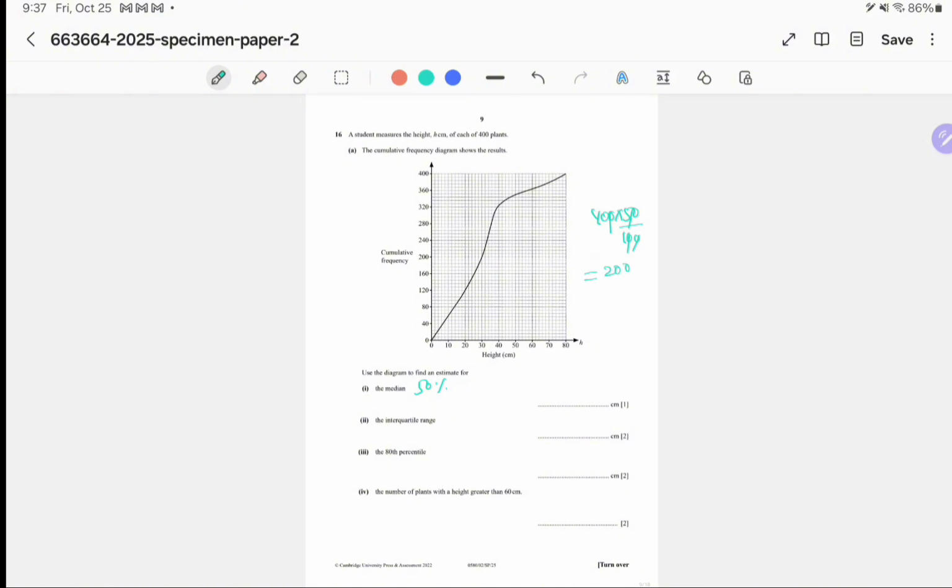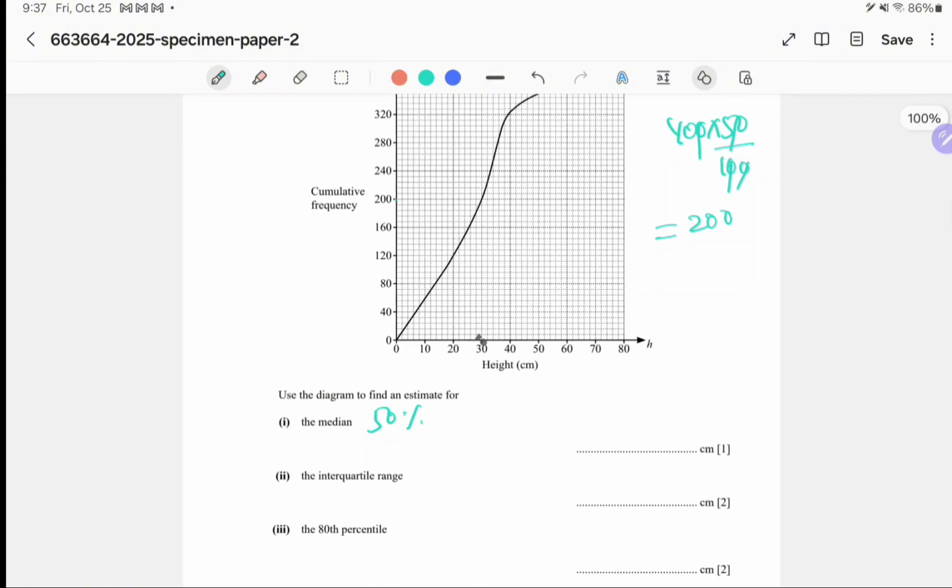So 5 fours are 200. So here, this value, 200, where it stops here. I'll zoom in a little so that it is clear. Yes, it is here. 200 is coming from here and it hits there. So 50% is 200. From the graph, at 200, your answer is 30 centimeters height.